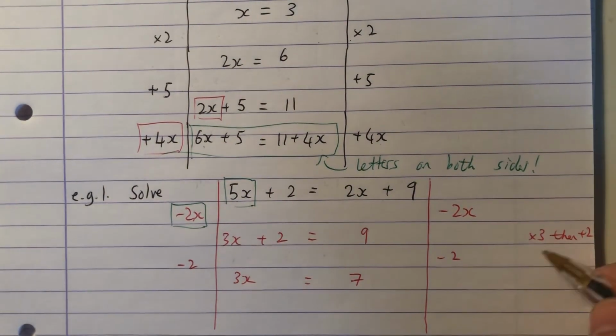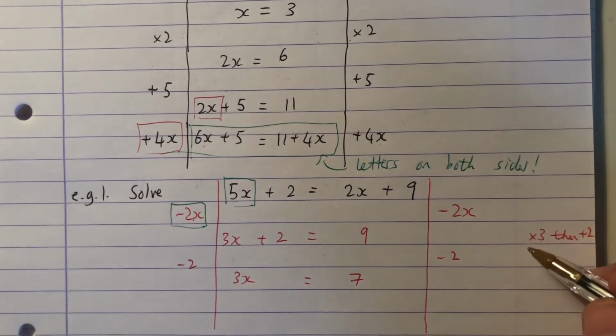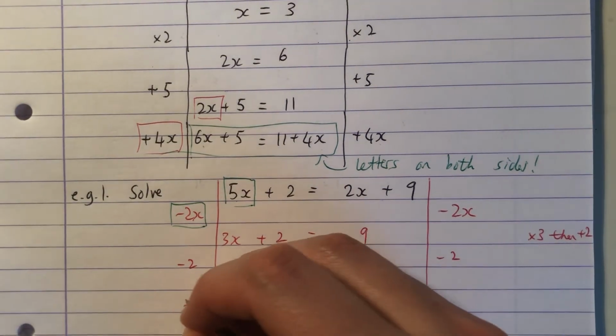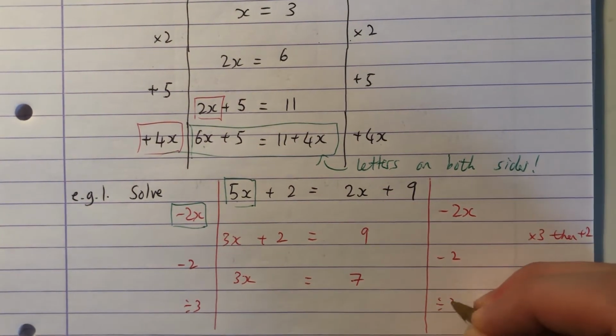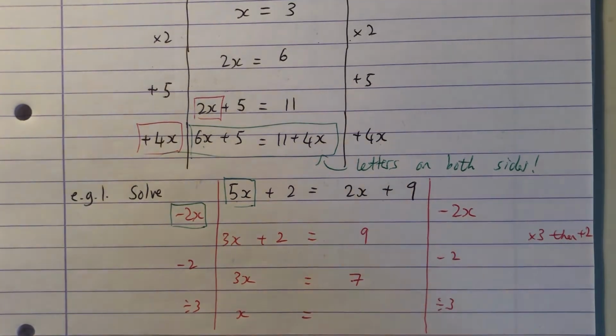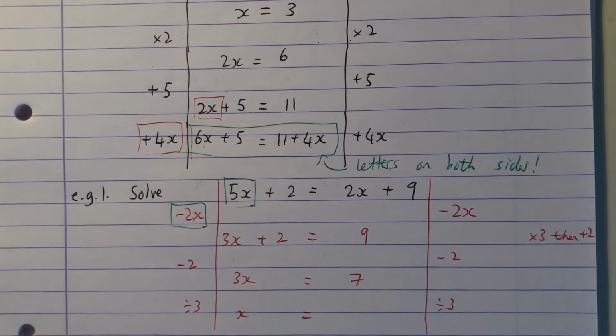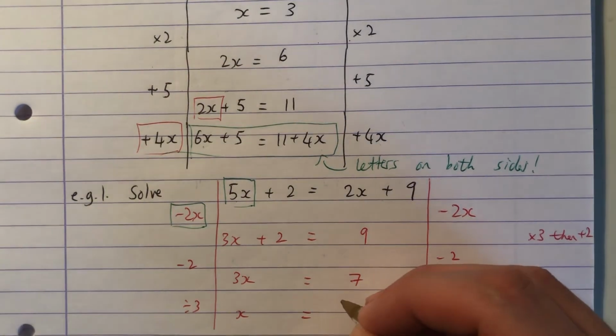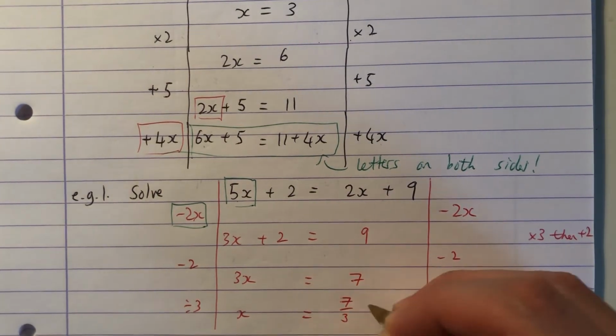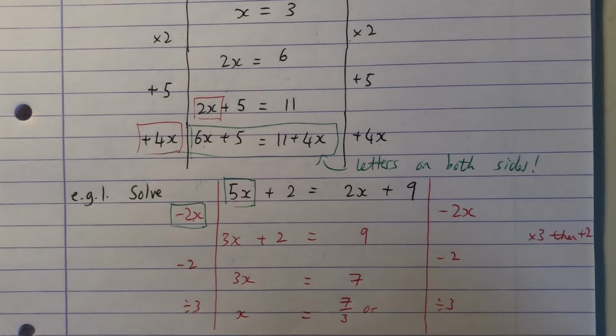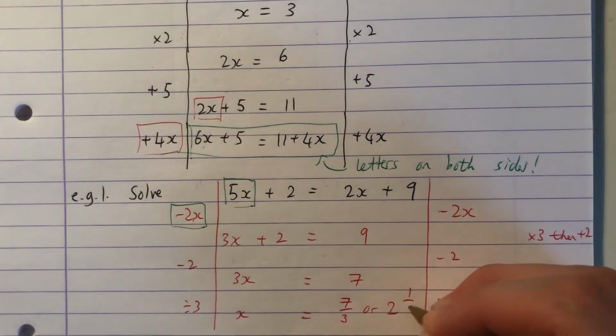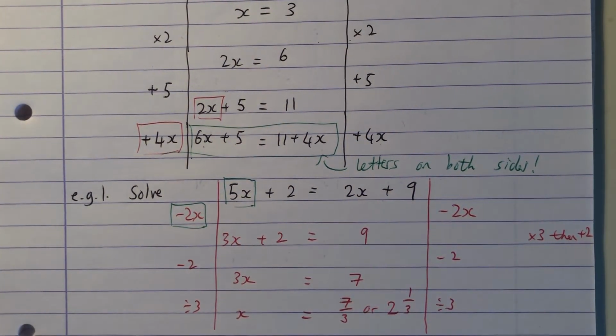Okay, and then one last operation to get rid of. Rather than times by 3, we divide by 3. x equals 7 over 3, since 3 does not go into 7 perfectly. So you've got a choice. You can leave it as a fraction, 7 over 3, or a mixed number, 2 and 1/3, 2 remainder 1.